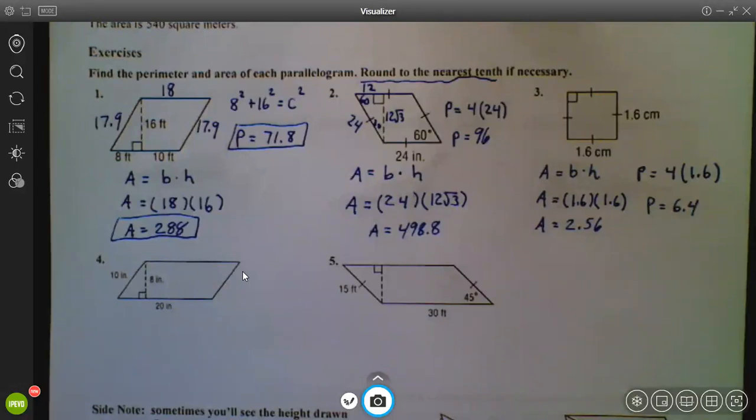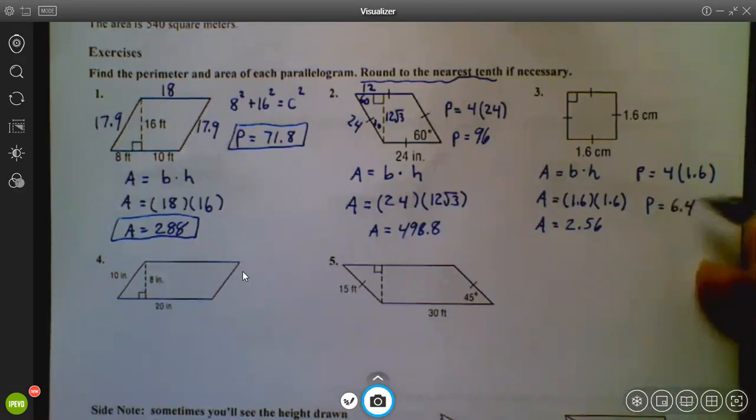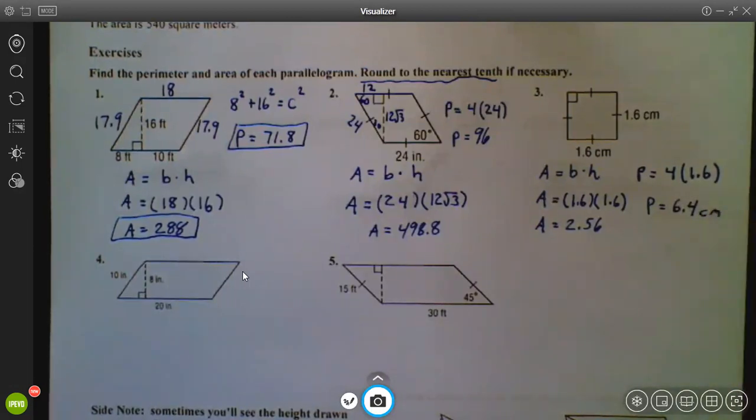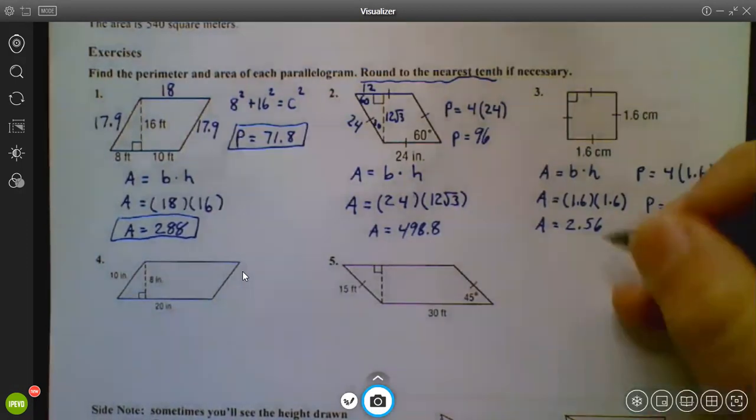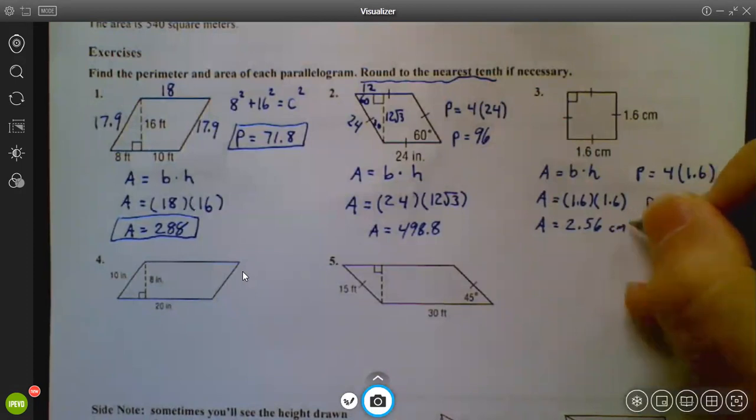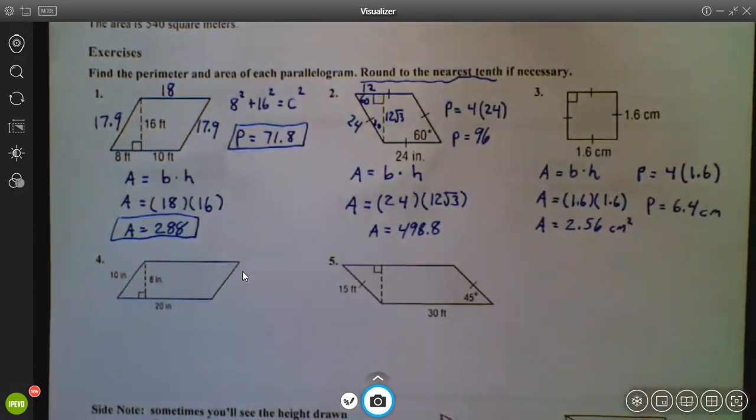It is worth knowing that when you're finding perimeter, for perimeter, it's just the regular units. But yeah, you're right, if it's area, then it is the unit squared. So that's the difference between perimeter and area. It's like a length versus an area.